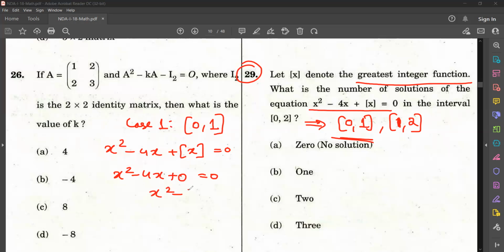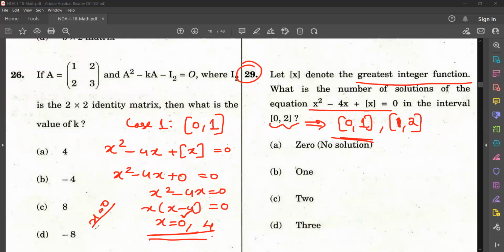So I'll get x square minus 4x equal to 0, that is x into x minus 4 equal to 0. That we can say x equal to 0 or 4, isn't it? But which is coming in this interval? In this interval, we have only 0. So x equal to 0 is the correct answer.